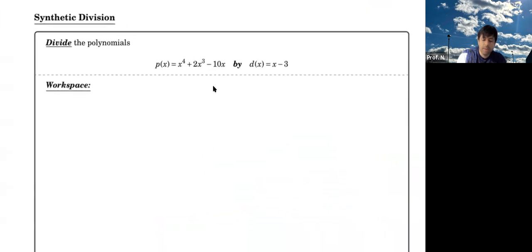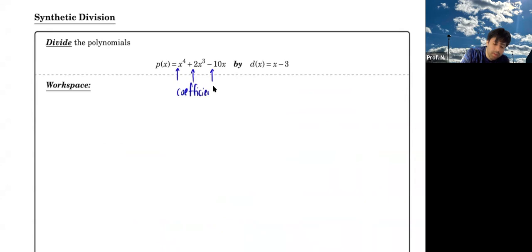So it is going to be applicable, and look what we have here. We have the same polynomial. Now, how does this work? Well, the way it works is we look at the coefficients of my dividend. So I'm going to write the coefficients. The coefficient is what? 1. That's x to the 4th. Then we got 2, x cubed. Then we got minus 10, x. And then do we have a constant? No. But I have to include that constant, which is 0.